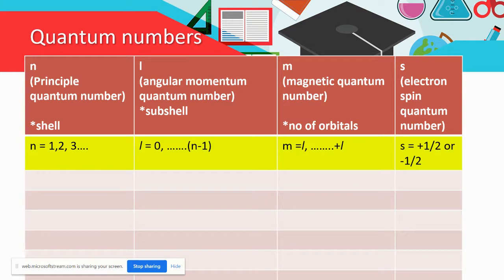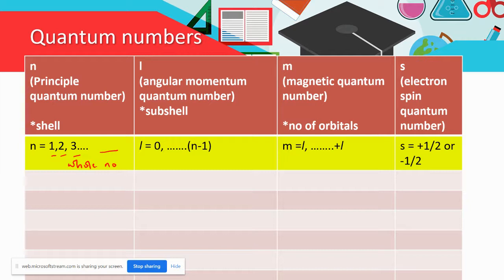I think you are very used to the notation of shell at school, which is also the energy level of the electrons in atoms. And n can start with the number one, two, three, and so on. That means it must be a whole number. The second quantum number is the angular momentum quantum number.